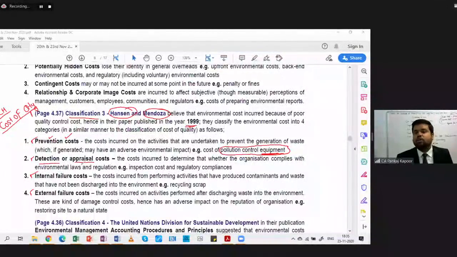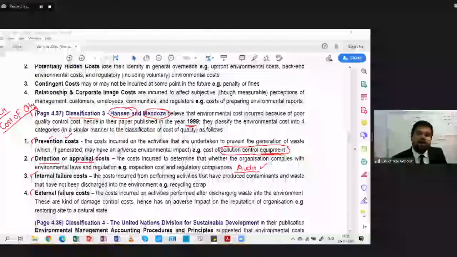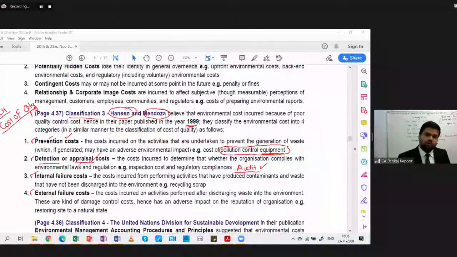Detection or appraisal cost. The company conducts an environment audit so that it can identify the areas which are prone to pollution. It can improve its processes in those areas which are prone to pollution. So such a cost is known as appraisal cost. Okay, moving further, internal failure cost.